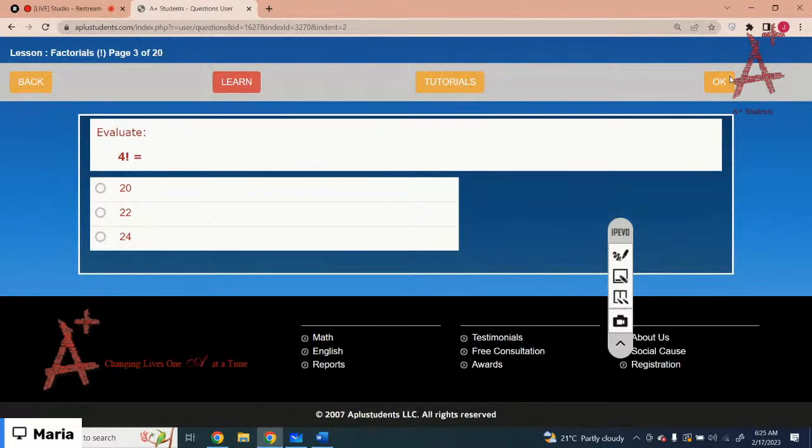So the correct option is 24. 4 times 3 is 12 and 12 times 2 is 24.